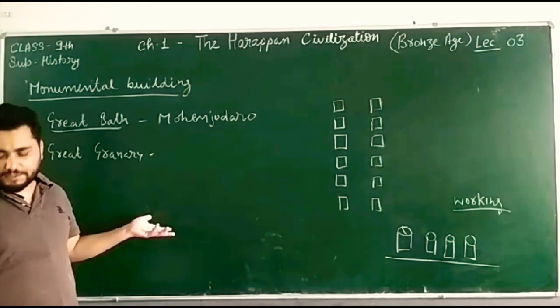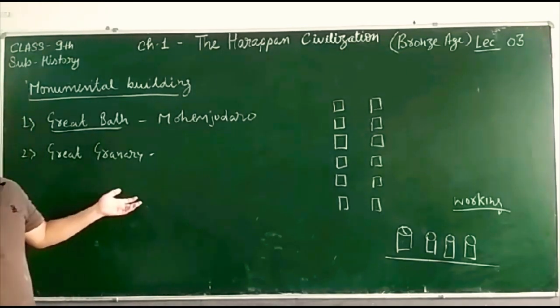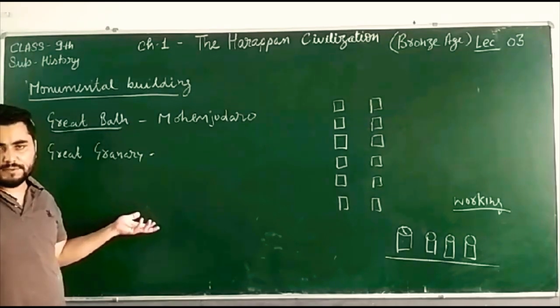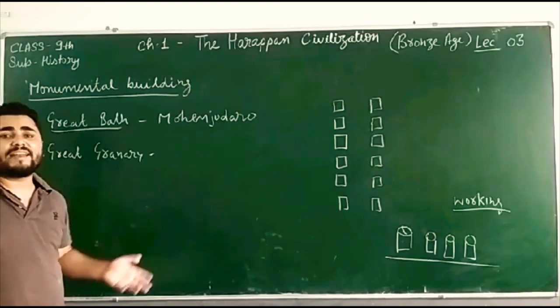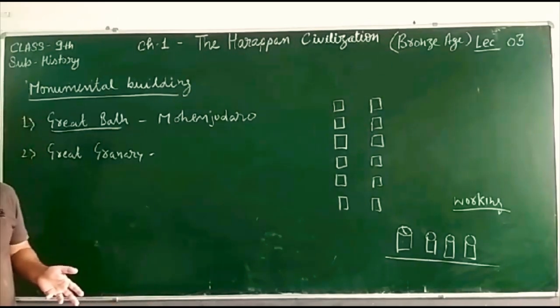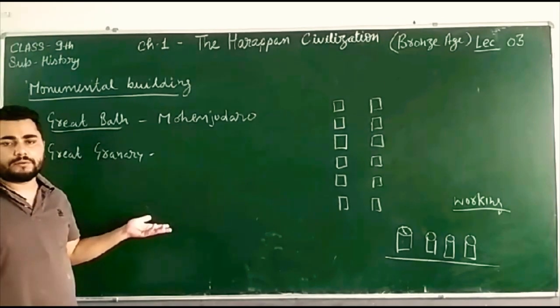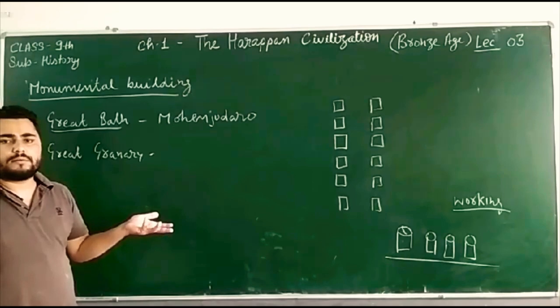And then we have studied about the granary. The Great Granary was found at Harappa. There were two rows of six granaries, right? These granaries were properly ventilated, right, to prevent grains from becoming mildewed, right? Mildewed means seel jana, something like that.